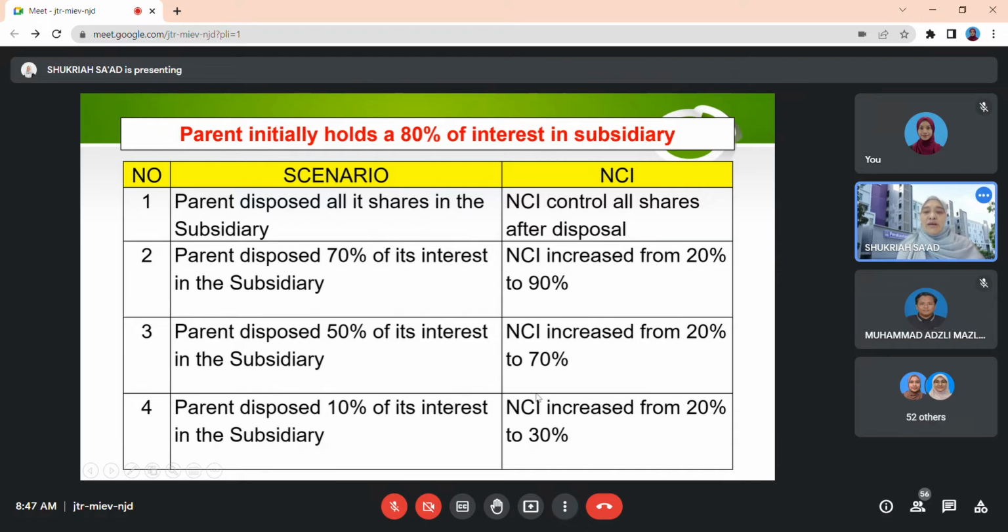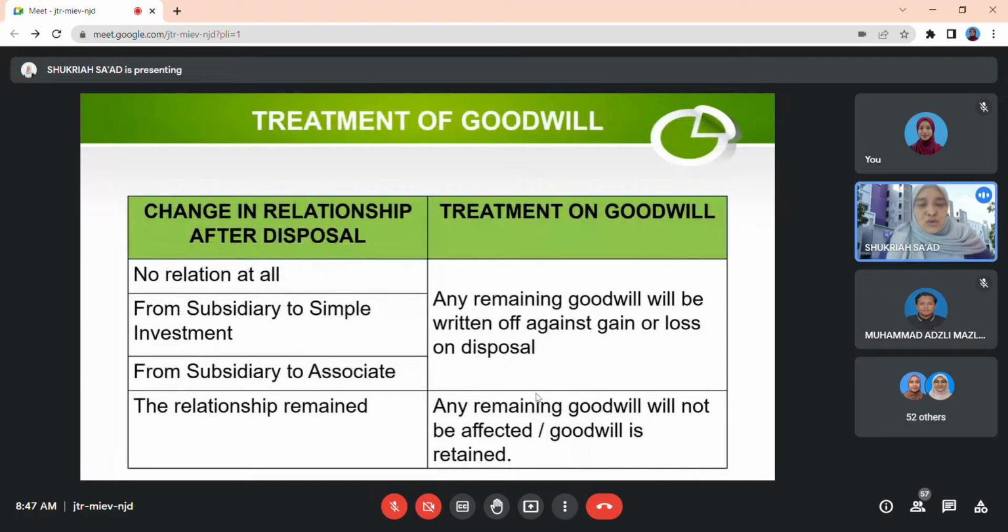Okay, see the effect? Now let's look at the effect of these scenarios towards the treatment of goodwill. In purchase, for goodwill, there is no effect because in purchase there is no impairment. So whatever the change in relationship after disposal, you have to map back to the earlier scenarios, where the first one is parent disposes all, meaning no relation at all. Number 2, parent disposes 70%, meaning from subsidiary to simple investment. Scenario 3, parent disposes 50%, from subsidiary to associate. And number 4, parent disposes 10%, the relationship remains subsidiary.